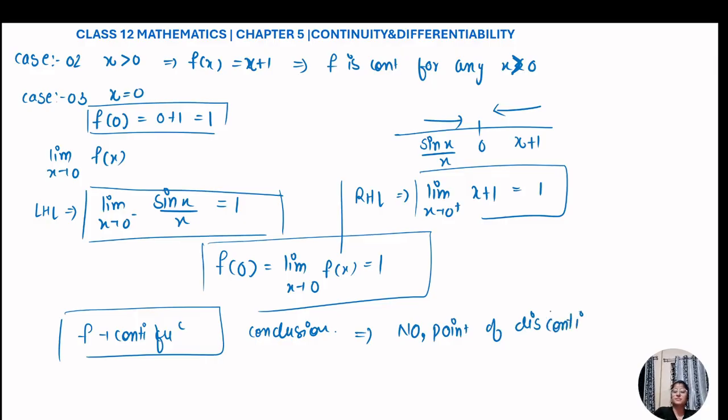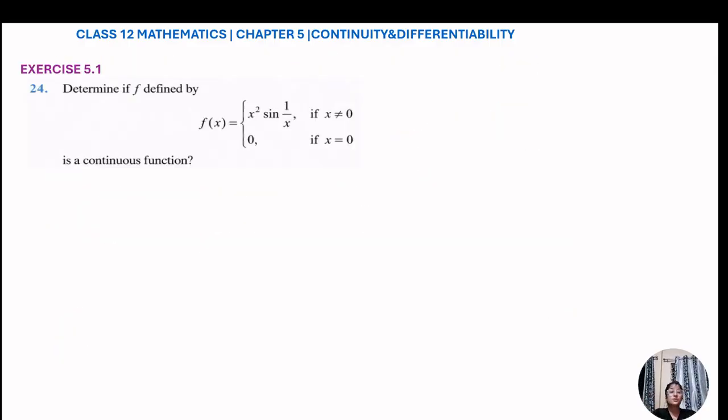Now let's move to question number 24. In question number 24, we are given a function f of x defined like this, and we have to check the continuity of the function. As you can see, I'm not going to check the continuity at each and every point. We're going to use some tricks.